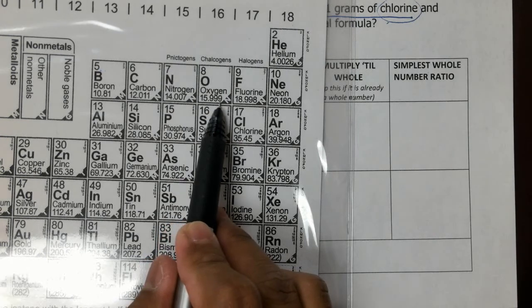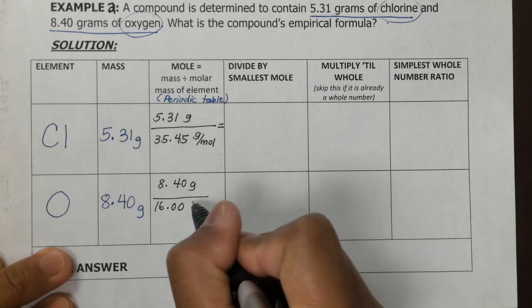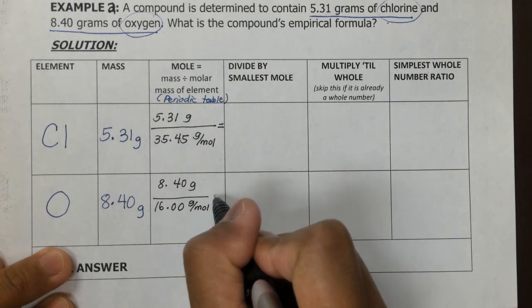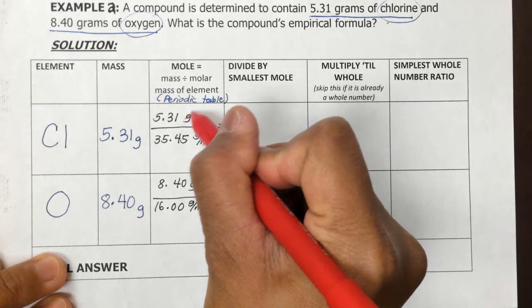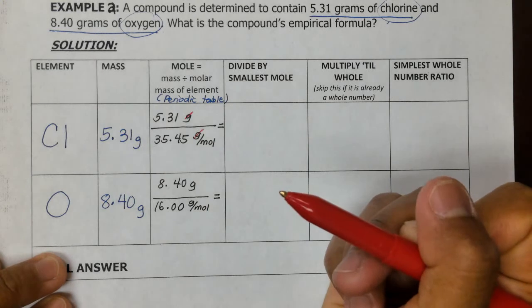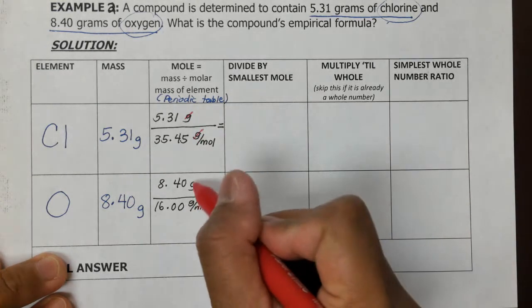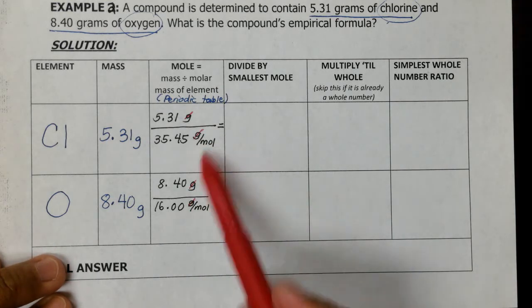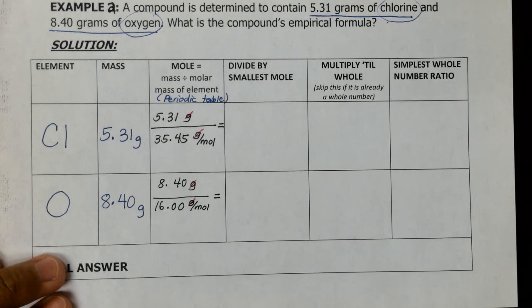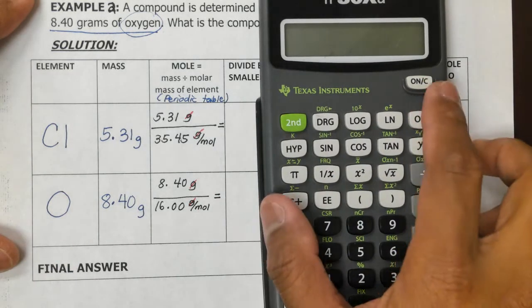So we will use the 16.00 grams per mole. And you put equal sign there. Before you do any calculation in the calculator, please cancel the units that should be canceled out. So in this case, when we divide mass over molar mass, the gram unit gets to cancel out. That's why we're left with mole. And once we've canceled that out, we're ready to do the calculation on the calculator.